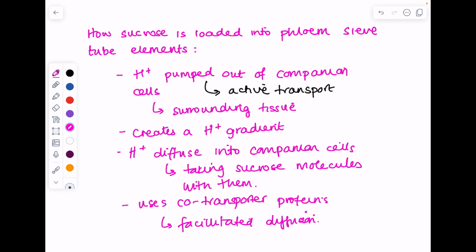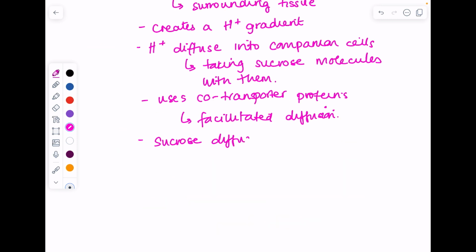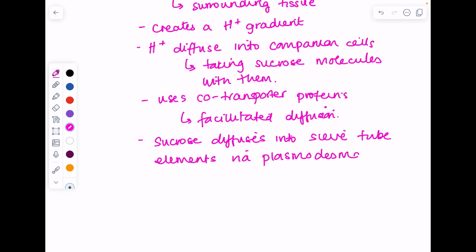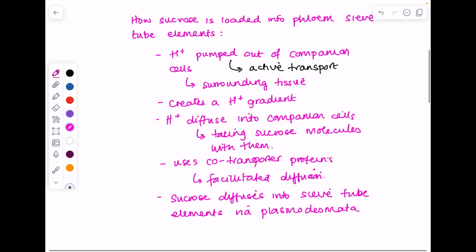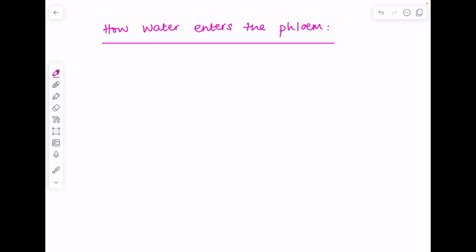So far the sucrose has entered the companion cells, but how does the sucrose enter the sieve tube elements? Well, it's by diffusion and it's via the plasmodesmata. And do note that amino acids can also be loaded in this way. So we've talked about how sucrose loads into the phloem at the source.